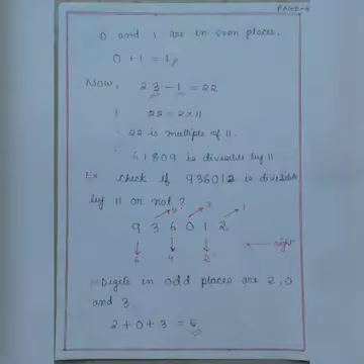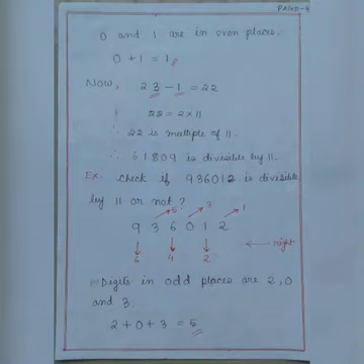Now let us check the digits of the even places. The digit in even place, second place, is 0 and the digit in fourth place is 1. Therefore, the digits 0 and 1 are in even places. Now we shall add 0 and 1.